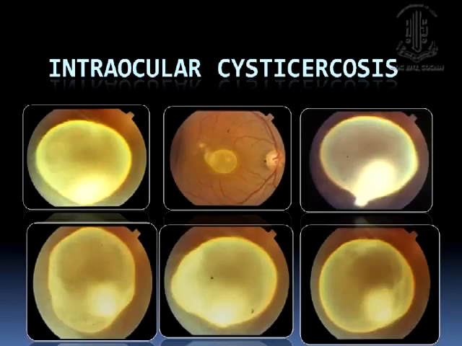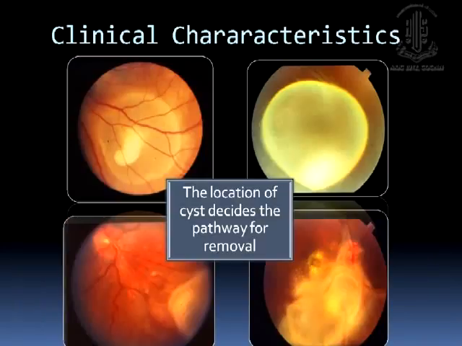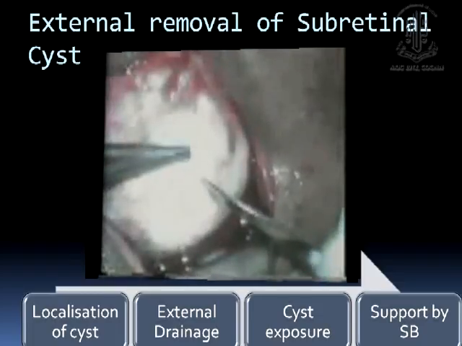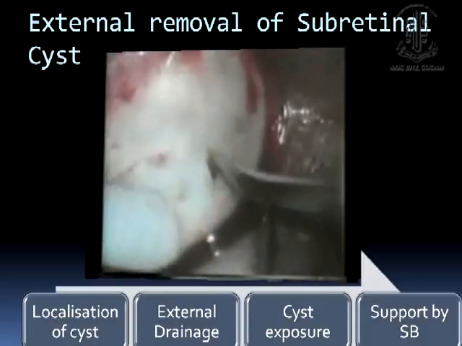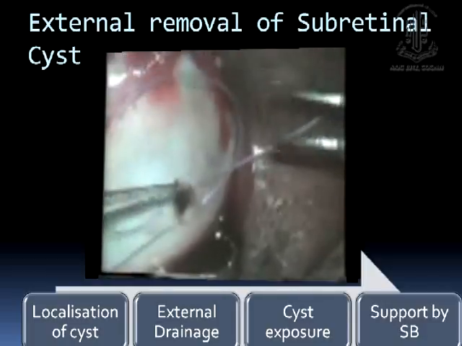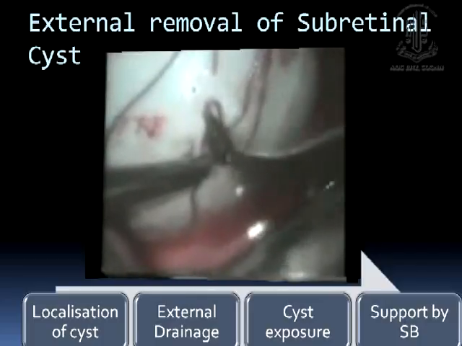Intraocular cysticercosis is best diagnosed by direct visualization of the cyst with a dense white spot. And it is the location of the cyst which decides what pathway for removal and what procedure you will undertake to remove the cyst. Here you see there is a subretinal cyst which is being removed externally. It requires accurate localization of the cyst using indirect ophthalmoscopy, which is followed by forming an external drainage site.